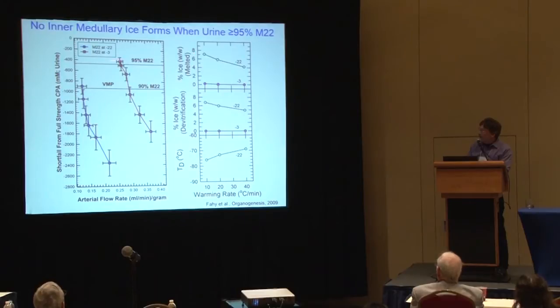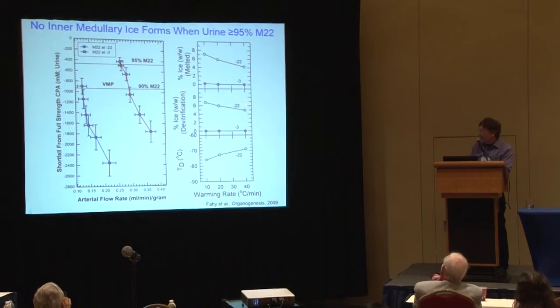And if you now take biopsies of the kidney, you use a DSC to cool and warm them and check for ice, you find that with the standard protocol, you get your standard 4 to 7% ice in the inner medulla as a function of different warming rates. But in the minus 3 protocol, you get no ice. Something in the vicinity of 95% M22 is good enough. We don't have to get all the way up to 100% in order to successfully eliminate ice formation.